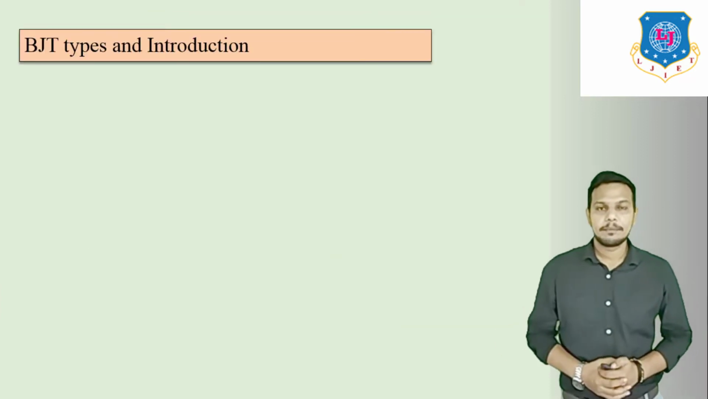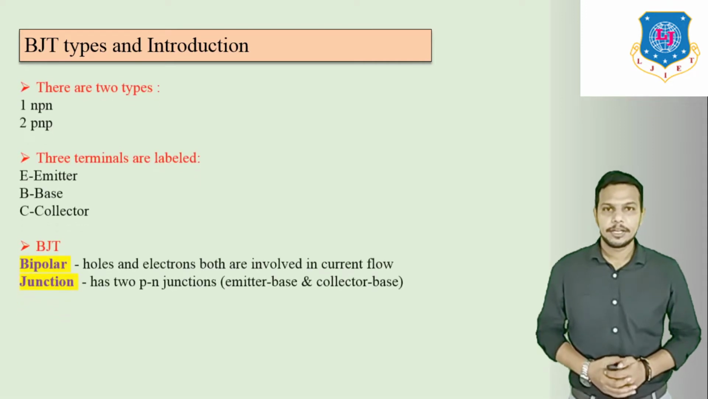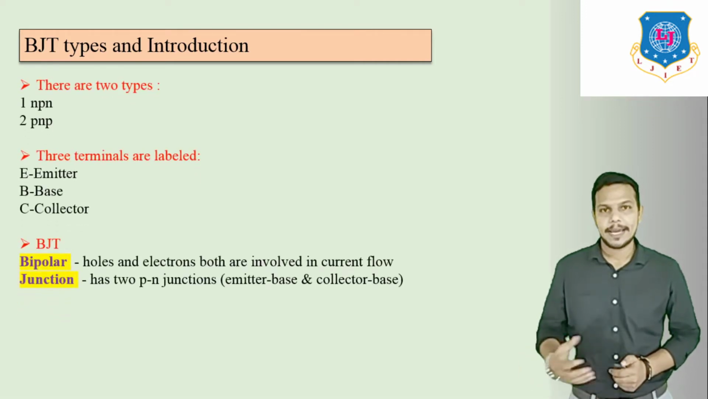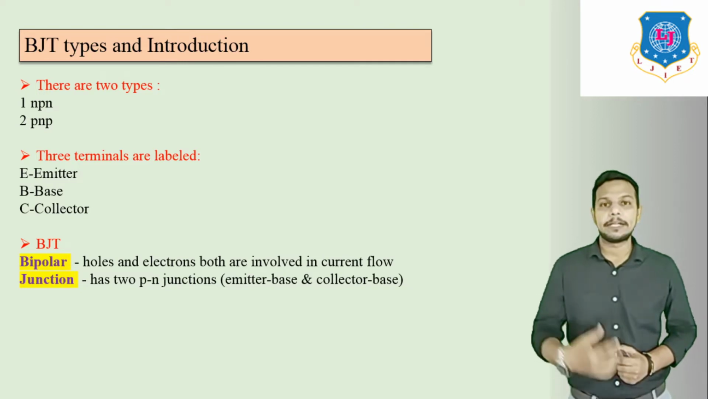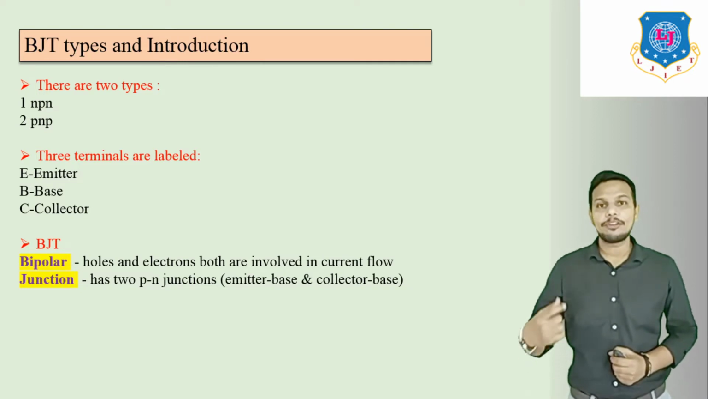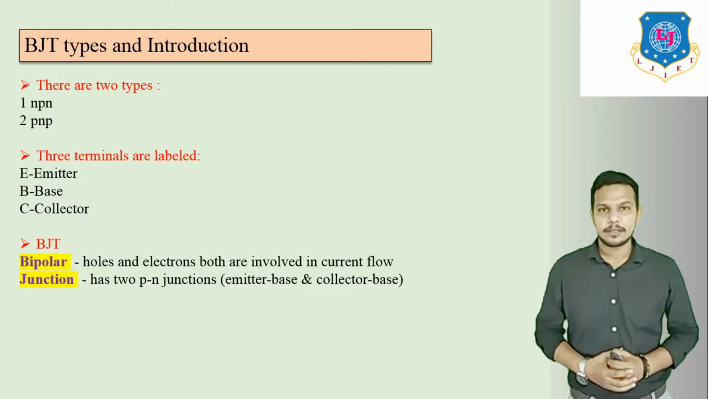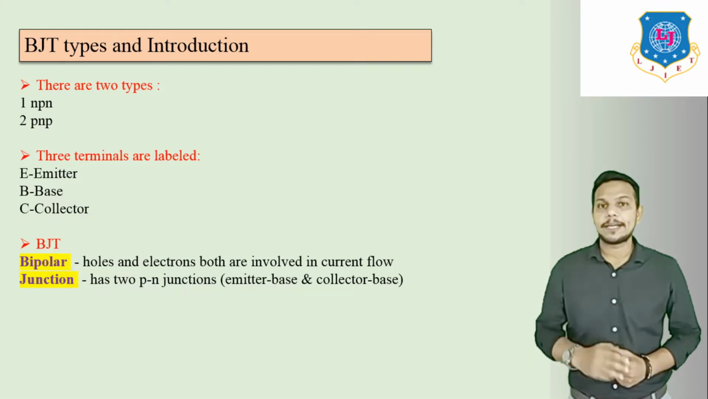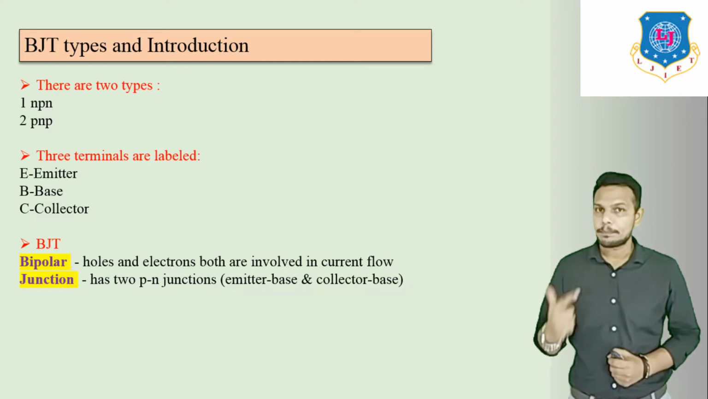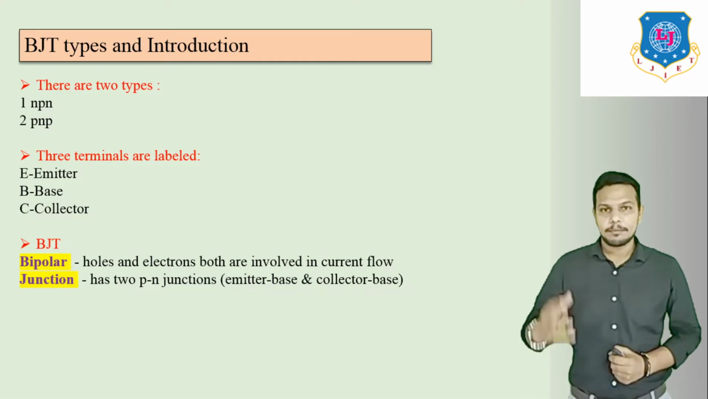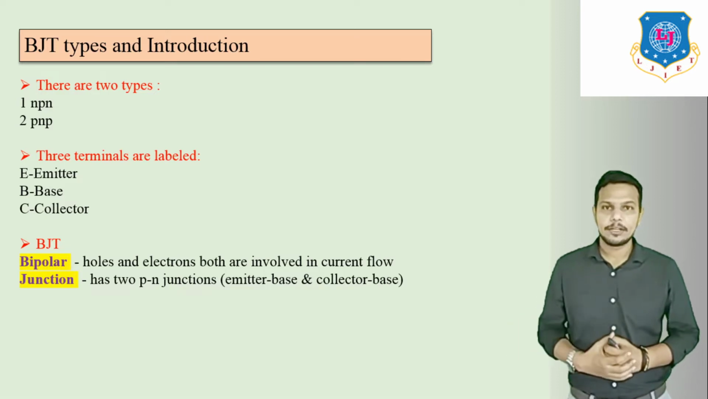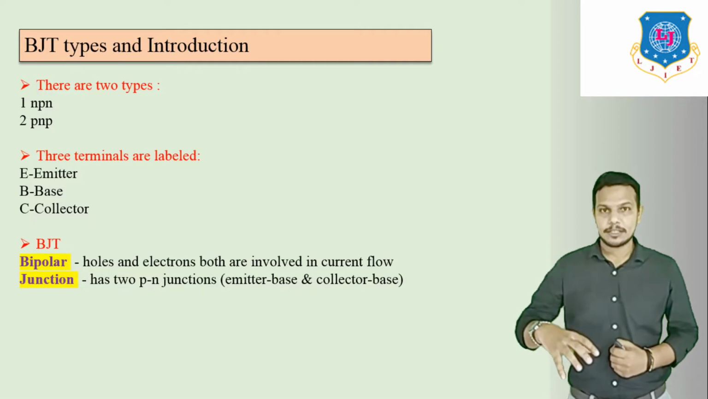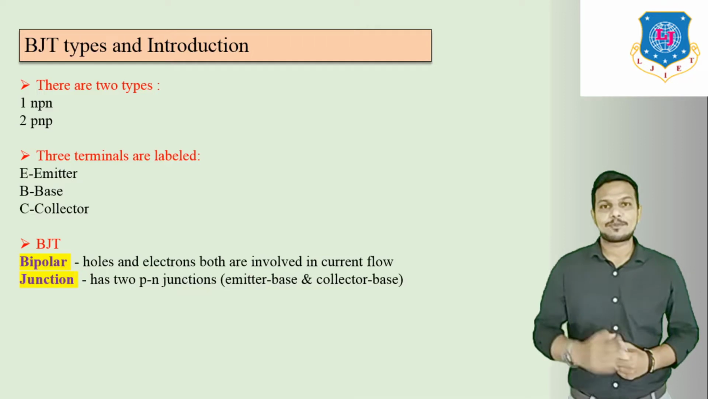So, BJT types and its introduction. Here BJT is divided into two types: NPN and PNP. We have seen in the diode there are two types of material, P-type and N-type, so we are connecting two terminals. But here there are three types of material: N-type, P-type and again N-type. Basically we use a chemical process to combine these three materials together. Due to this chemical process, two different junctions are created.